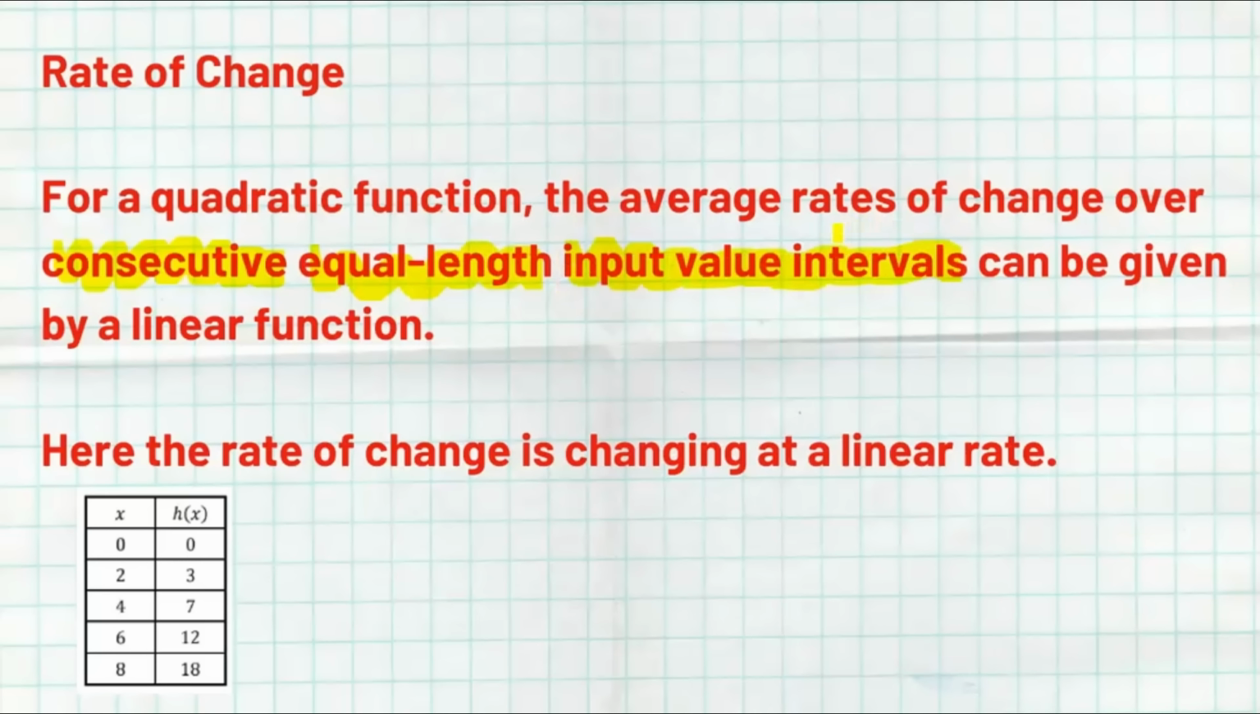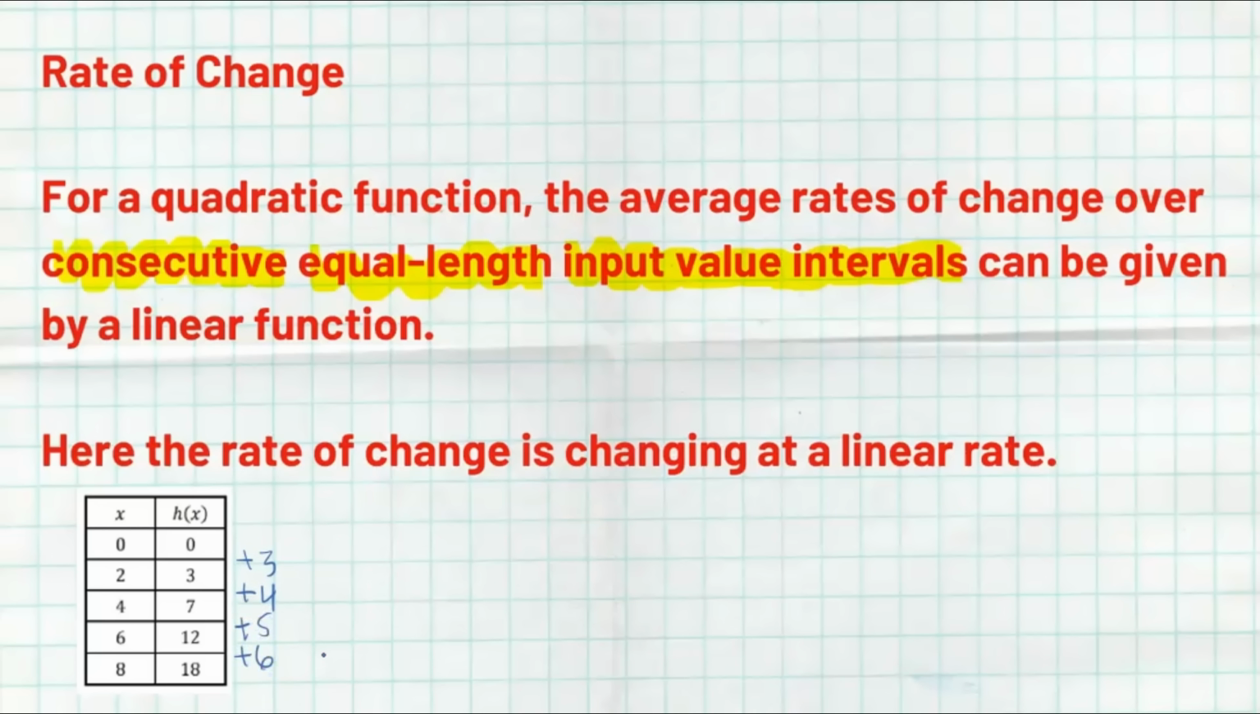And over consecutive equal-length input value intervals, we see that the rate of change is changing by a linear value. So here, in this table, we do have consecutive equal-length input values. The length is 2, and they're consecutive: 0 to 2, 2 to 4, 4 to 6, 6 to 8. Pretty simple. So if we look at the difference, the change, we're going up 3, then we're going up 4, then we're going up 5, then we're going up 6.